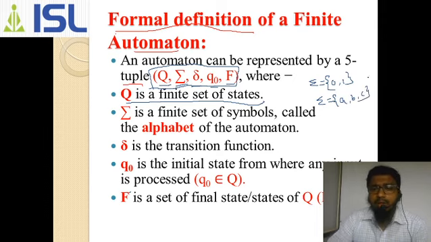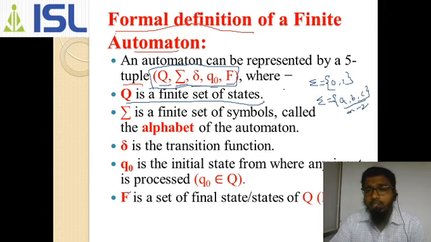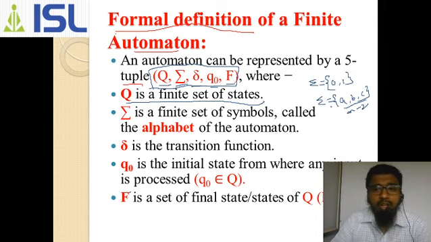Anything that should be a limited set, like a to z, or 0 to 9. Like this you can take the numbers. So sigma is equal to a comma b comma c. This is a finite set of states. Okay, now what is the second one?